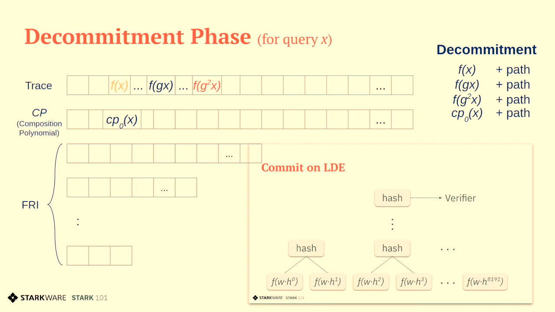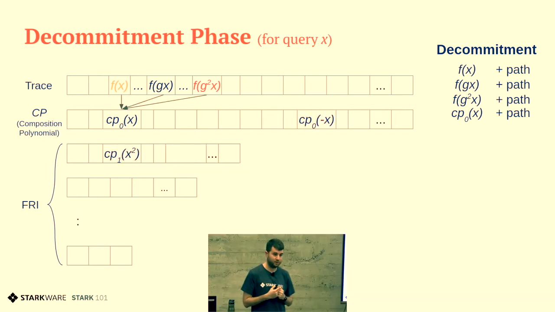So at first, the prover sends to the verifier f of x, f of gx, and f of g squared of x, and for each one of them, the authentication path. The authentication path is of length order of log n information, because it's the length of the path from the leaf to the root. Then the verifier will compute CP at layer 0 of x, and will check that what the prover sent him before is actually the same value with the authentication path.